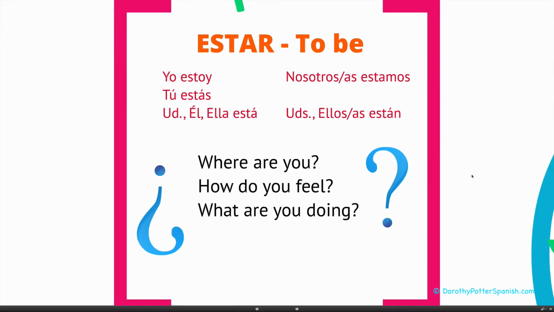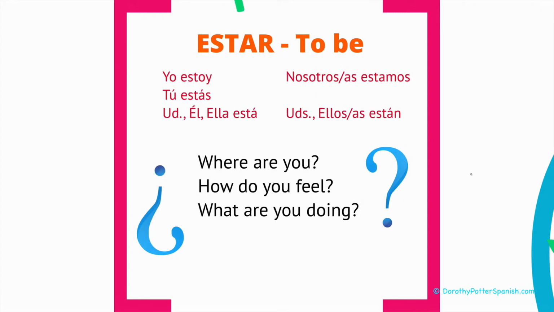Now let's look at the verb estar, which also means to be. But different from ser, which is about who I am, what my name is, where I'm from, and what I do, and also how I am, smart, not smart, pretty, not pretty. Estar is about transitory qualities and location. Transitory also involves emotions and feelings.